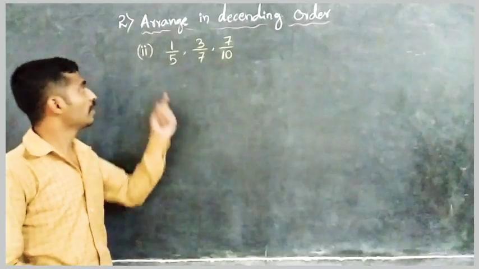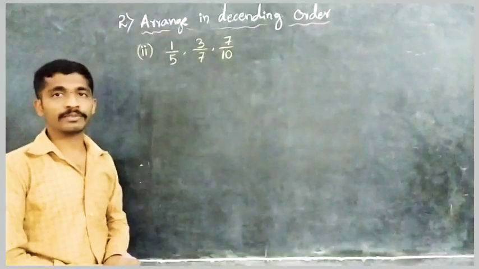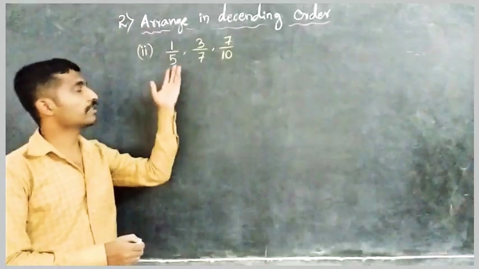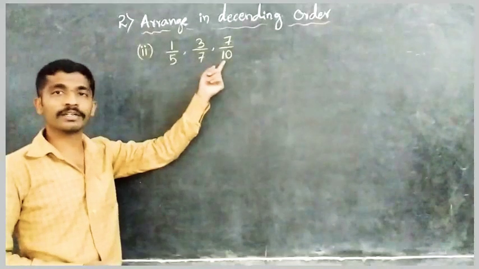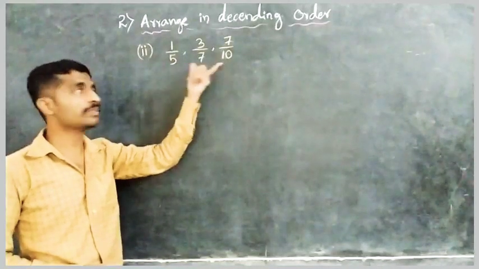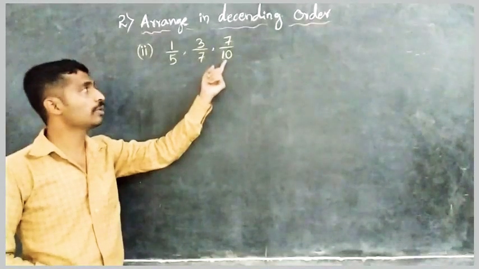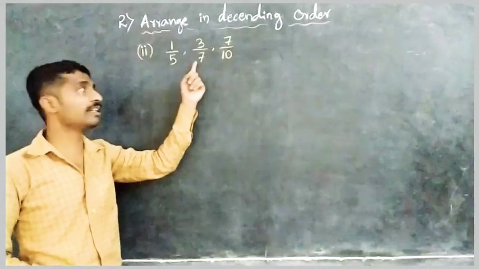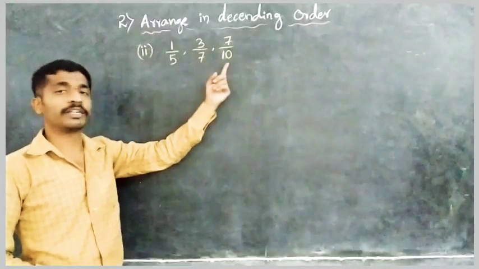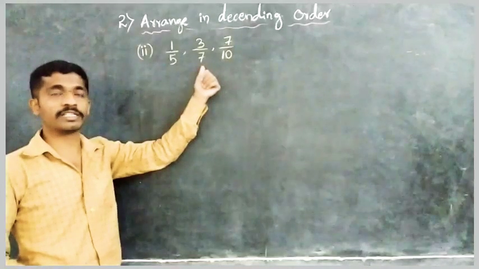Second problem, that is 1 by 5, 3 by 7, 7 by 10. Now how to write? Again, go with the LCM method. So 5, 7, 10. How to take the LCM? Go with the table of 10. 10 ones are 10. 10 is there in the 5 table, but it is not there in the 7 table. Again, 10 2s are 20. 20 is also not there in the 7 table. 30, not there in 7.